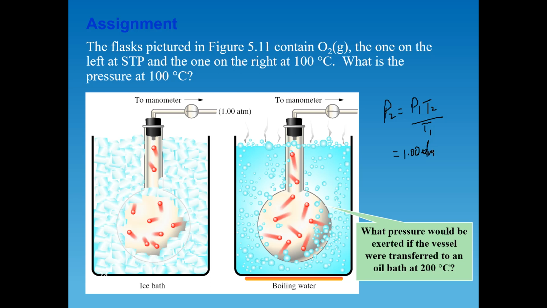But now T2 is going to be 200 degrees, which would be 473 Kelvin, divided by the initial temperature, which is 273 Kelvin. So let's see what that gives. That's 473 divided by 273. According to my calculation, this works out to be equal to 1.73 atmospheres. So that's basically how that is done.